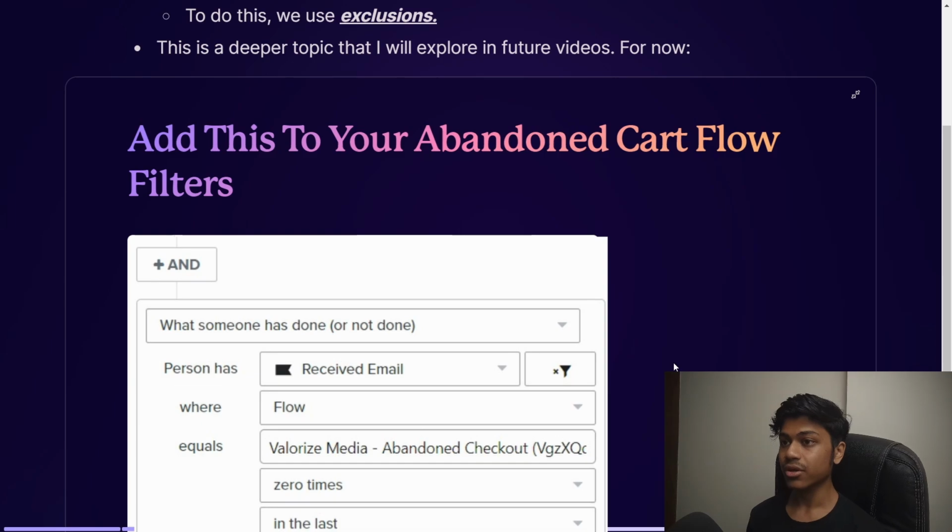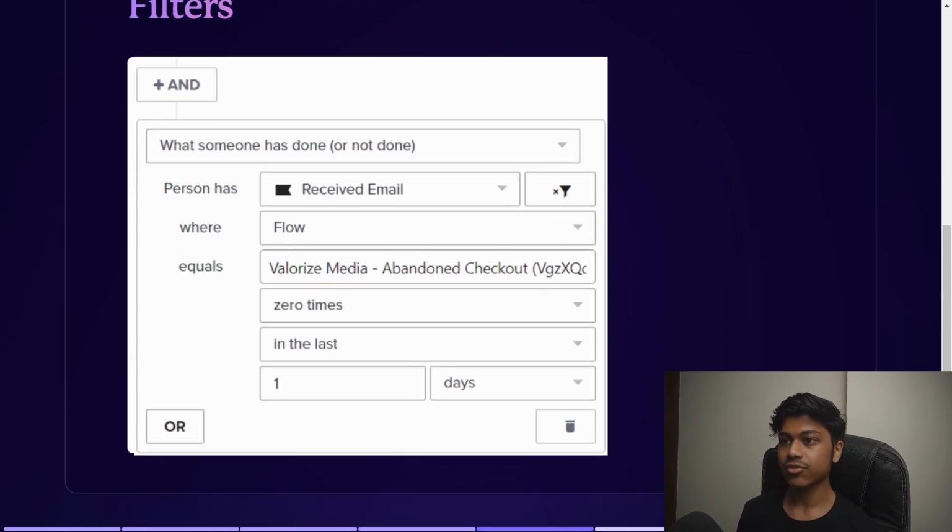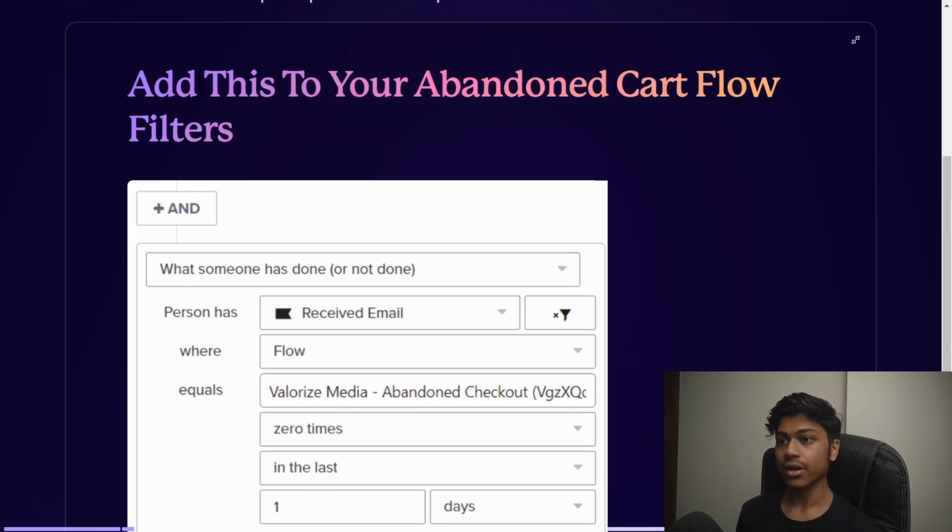And so what I would do for now is just add this to your abandoned cart flow filters, which is basically: if someone has received an email where the flow is abandoned checkout in the last 1 day, then do not add them to the abandoned cart flow, right? And so this makes sure that they will stay in the abandoned checkout flow instead of going into the abandoned cart flow and receiving 2 flows at the same time.